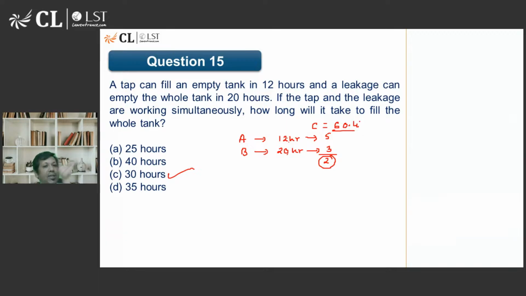B empties 60 liters in 20 hours, so in 1 hour, B empties 3 liters. Now both of them are working together. A is filling 5 liters, B is taking out 3 liters. So how much water actually is getting in? That is 2 liters only. 5 लीटर आया, 3 लीटर चला गया, तो टंकी में कितना बचा? 2 लीटर. So in 1 hour, only 2 liters of water is getting in, and you need to fill 60 liters. So how much time are you going to take? 30 hours. Now are we clear?